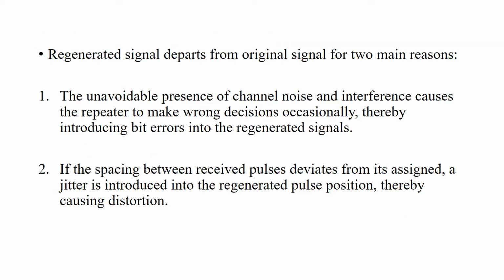The regenerated signal departs from the original signal for two main reasons. Reason 1, the unavoidable presence of channel noise and interference causes the repeater to make wrong decisions occasionally, thereby introducing bit errors into the regenerated signal. Second, if the spacing between received pulses deviates from its assigned position, a jitter, that is a deviation, is introduced into the regenerated pulse position, thereby causing distortion.